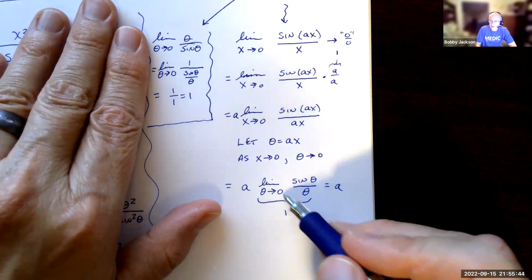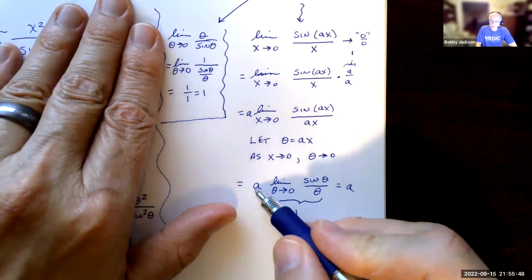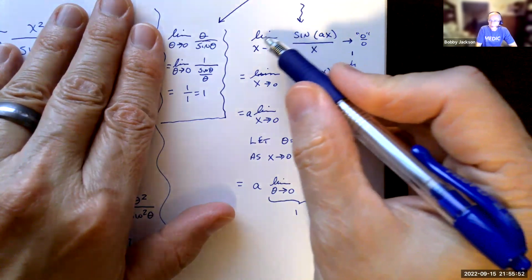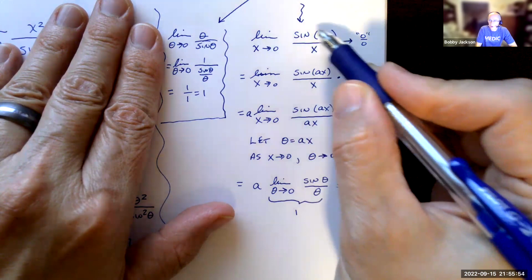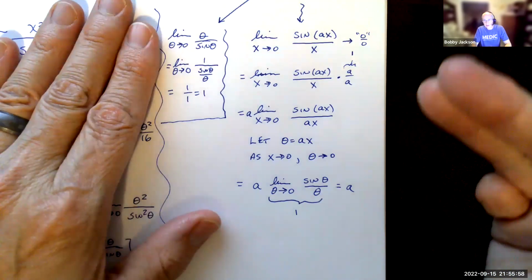What's the limit as theta goes to 0 of sine theta over theta? It's 1, right? We still have this a out here, so a times 1. So this limit is a. In fact, that's true for this form always. All right, so these are just reminders. This is what we've already done.